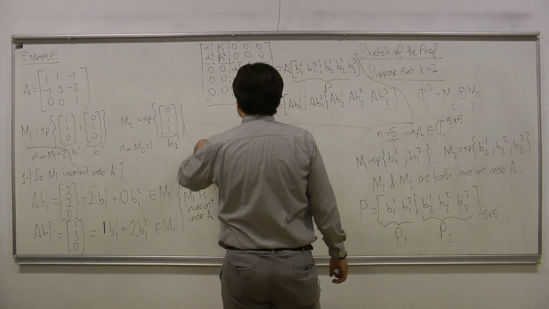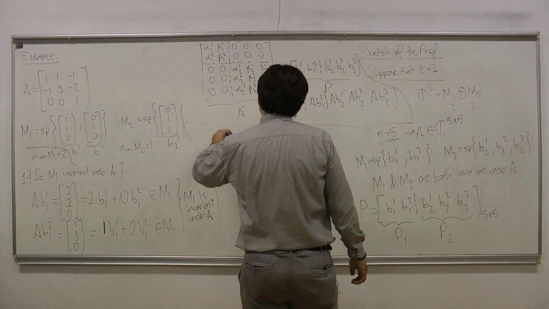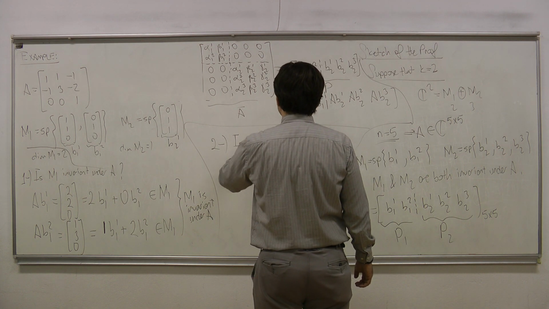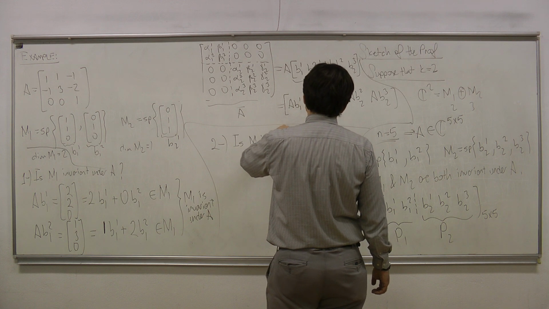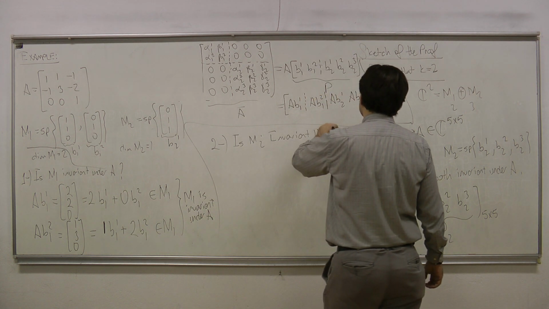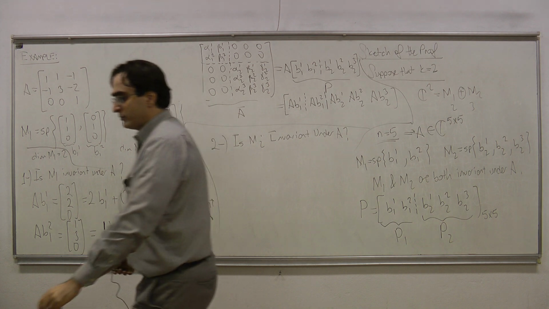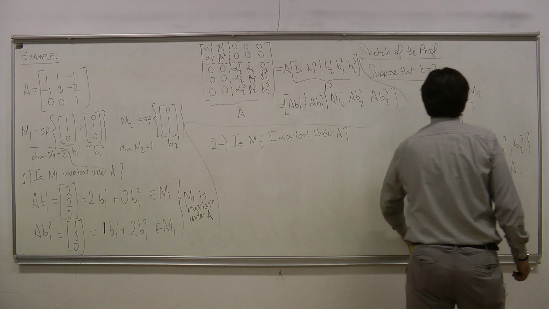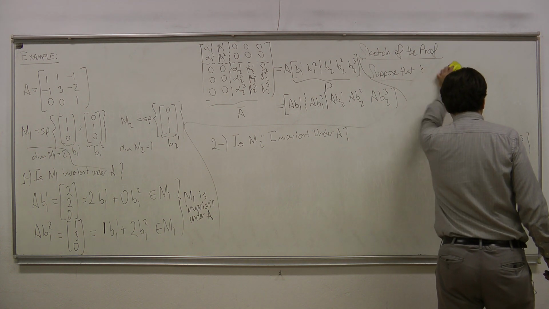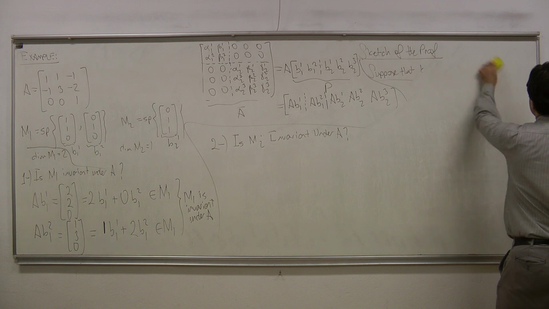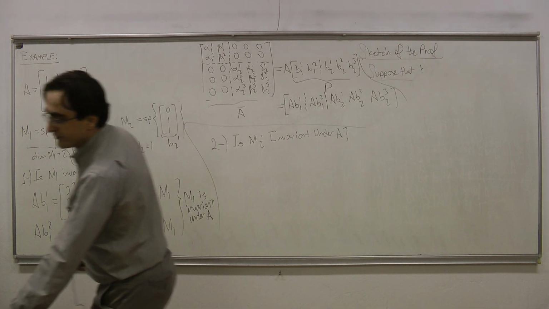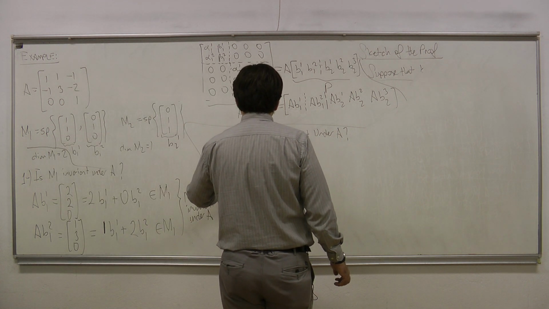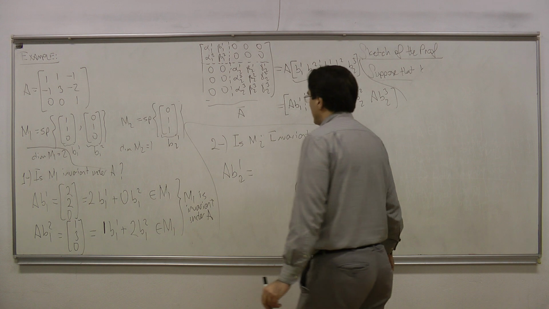So now let us ask the second question. Is M2 invariant under A? Under A. That is our second question. M2 is a one-dimensional subspace, and therefore it has only a single basis vector. So now, in order to be able to understand if it is invariant or not, I'm going to ask the same question. A times the basis vector, B21, what is this?